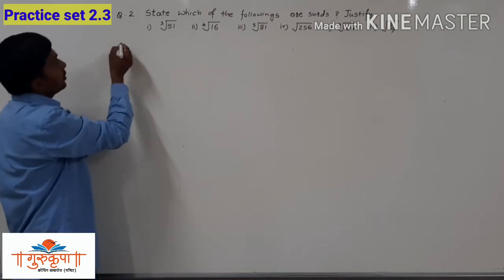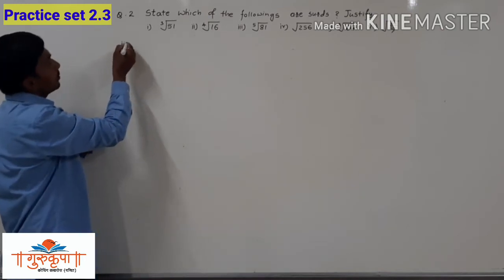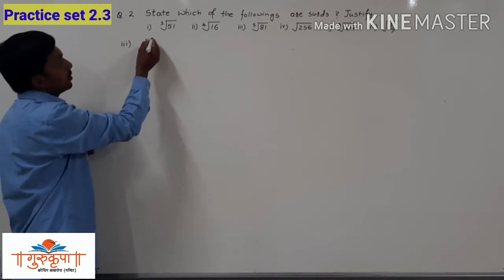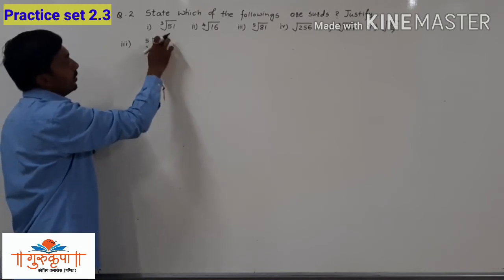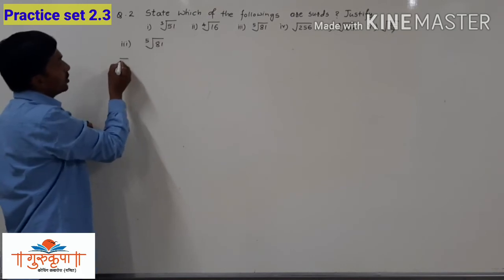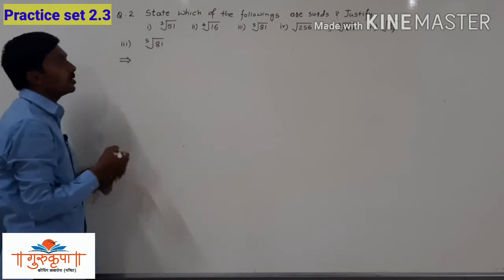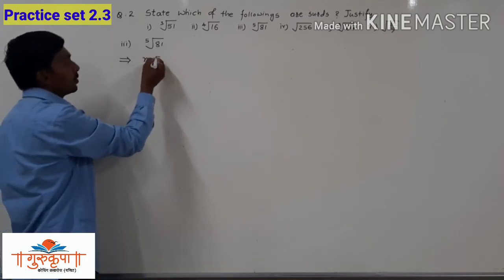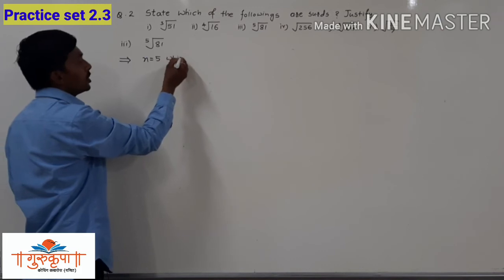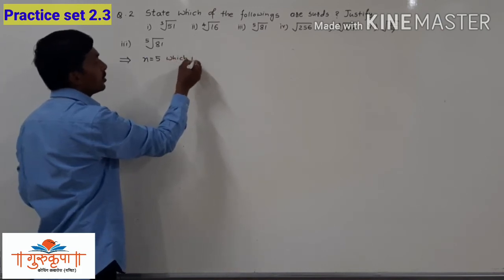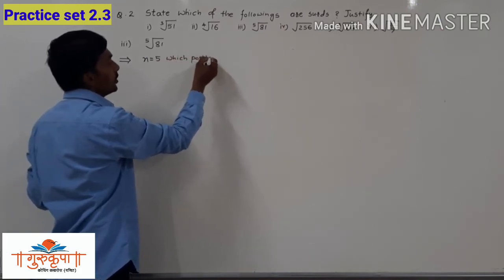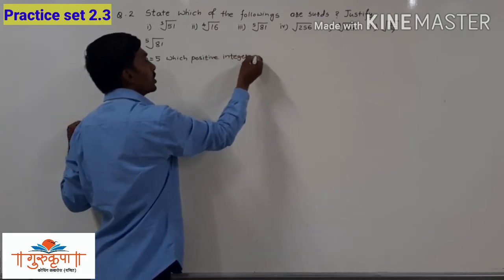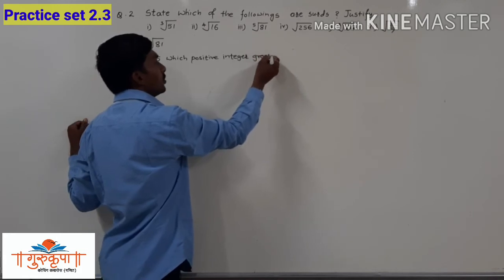Third example: the given number is fifth root of 81, and we have to justify whether it is a surd or not. Here n is equal to 5, which is a positive integer greater than 1.